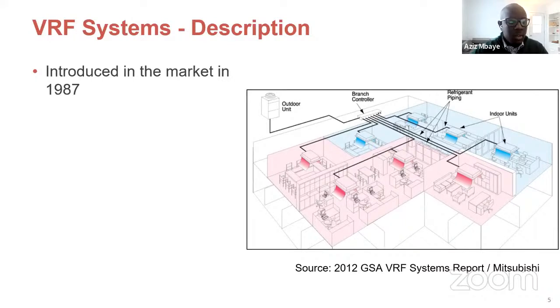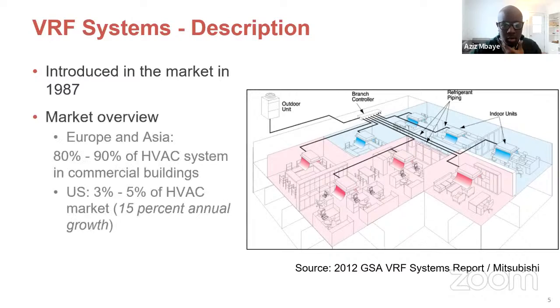If we look at some market overview here, in Europe and Asia, the market share of VRF heat pumps represents approximately 80 to 90% of HVAC systems in commercial buildings. And recent market reports in North America have identified VRF as the fastest growing technology in the HVAC market, with more than 15% of annual growth. But its market share is still relatively low. It represents about 3 to 5% of the total HVAC market in the US.